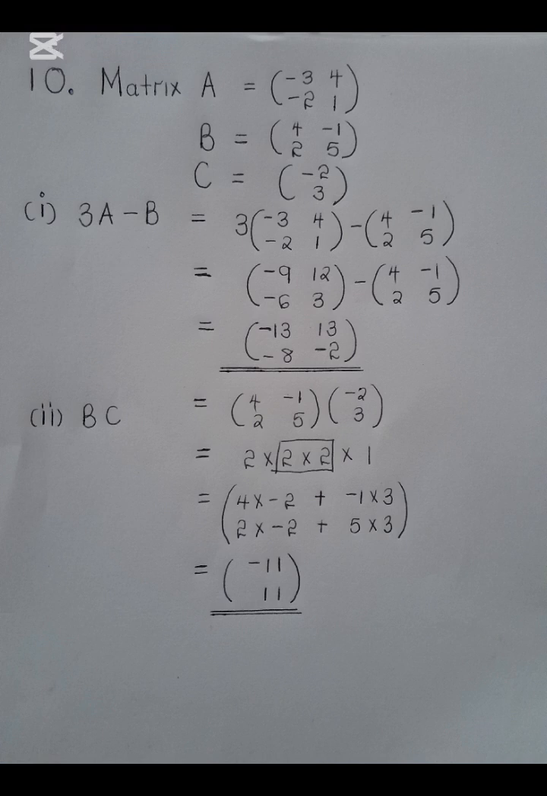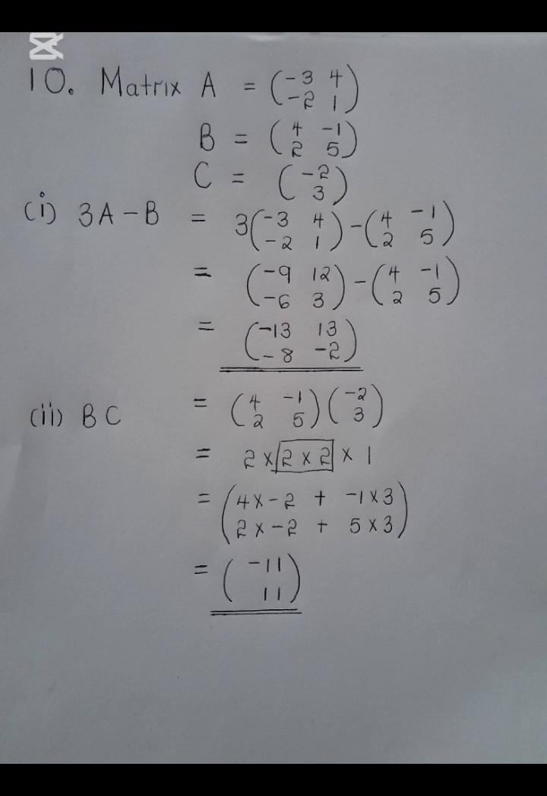We say 4 times minus 2 plus minus 1 times 3, because we are going to say row times column. So on the first row, we are going to get minus 11. And then on the second row, we say 2 times minus 2 plus 5 times 3. We are going to get 11. So overall, our answer is going to be minus 11, 11.